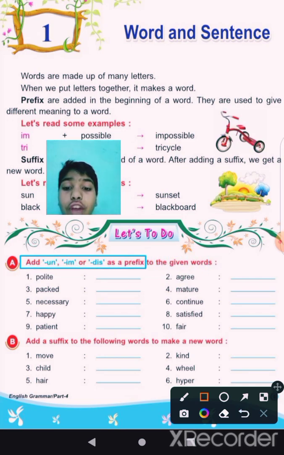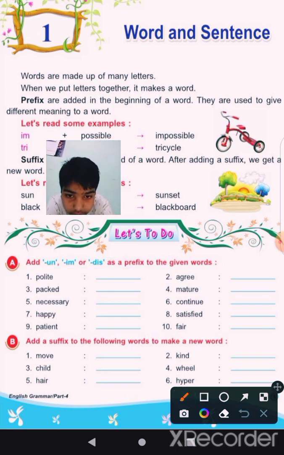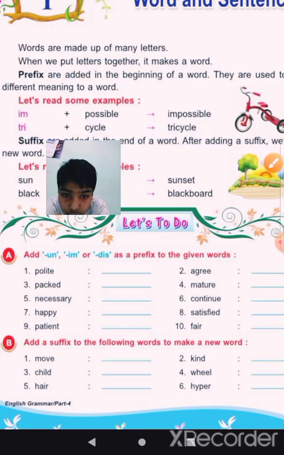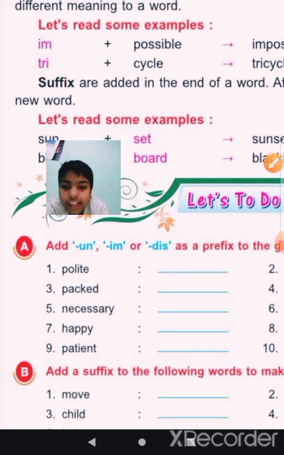So we have to make prefixes. If we have to make prefixes, it says only add an, m, or dis. So polite. What will be for polite? I will just change my color and write it up. Wait, let me just zoom it. Later I will show you other ones.